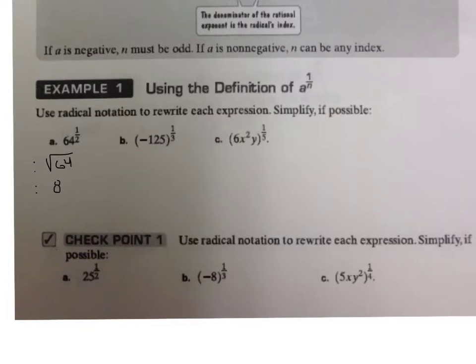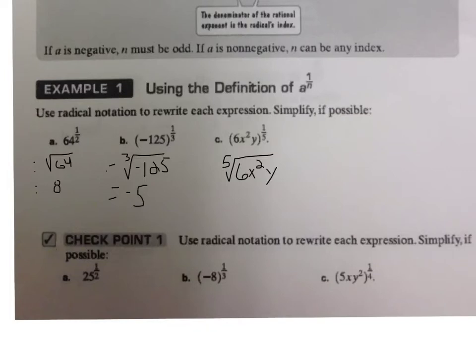On B, we've got the 3 on the bottom of the fraction, so that is the cube root of negative 125. Cube root of negative 125, we know from last section, is negative 5. C, we're doing the 5th root now, because 5 is on the bottom of that fractional exponent, of this whole thing, 6x squared y.